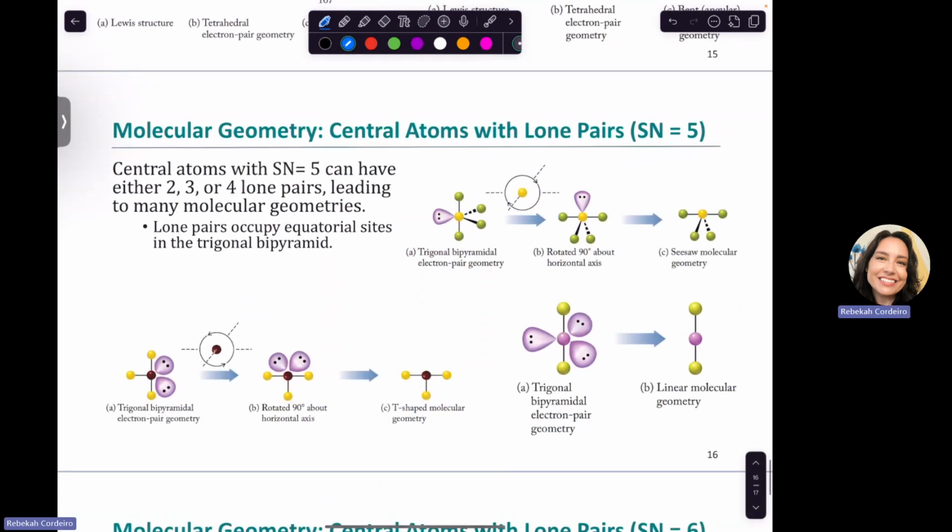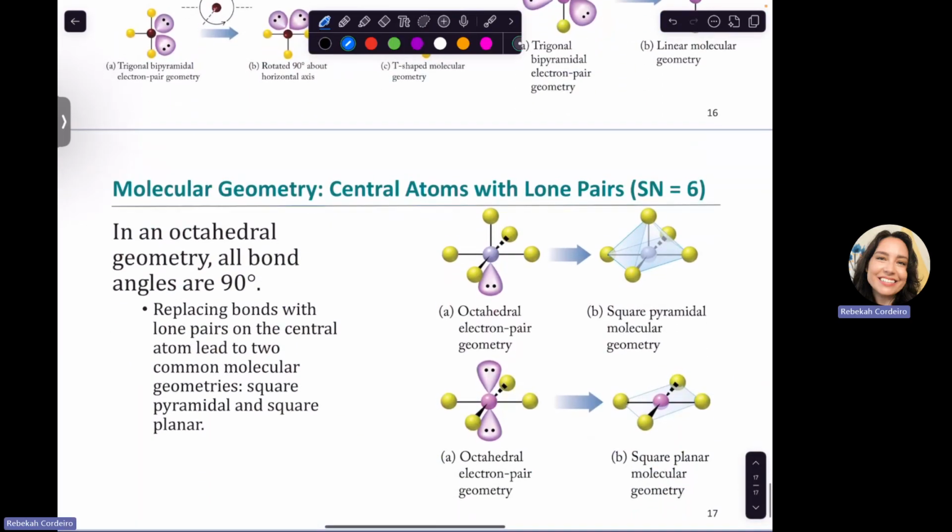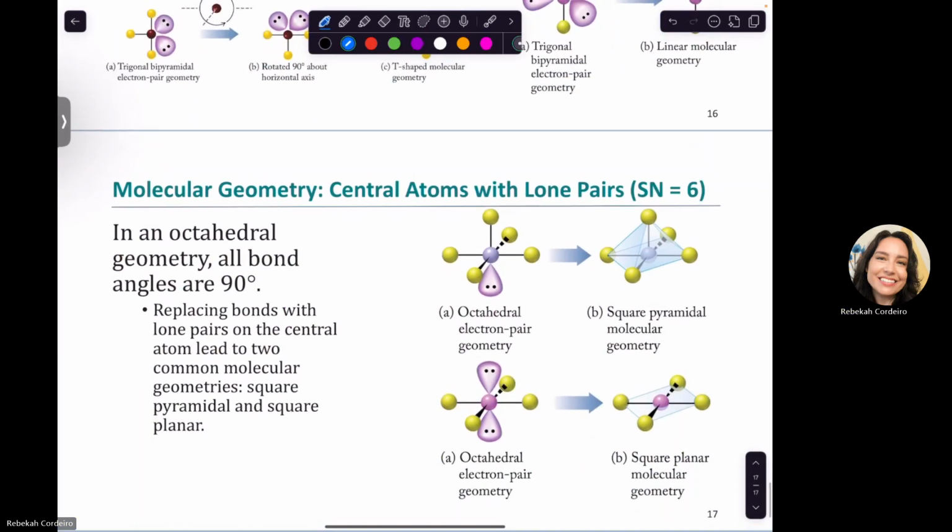If you have an SN of 5, here are all the ways in which you can have combinations of lone pairs versus bonds. Again, we're going to go over this in class, and with a simulation, it's going to help out a little bit more. And then here's SN of 6. You have a handout, or 2 pages in your memorization list, that are going to help you with this. So get that out as you do any sort of practice.